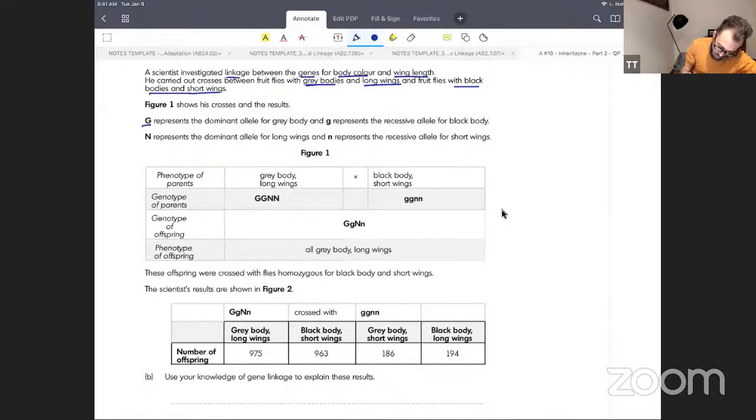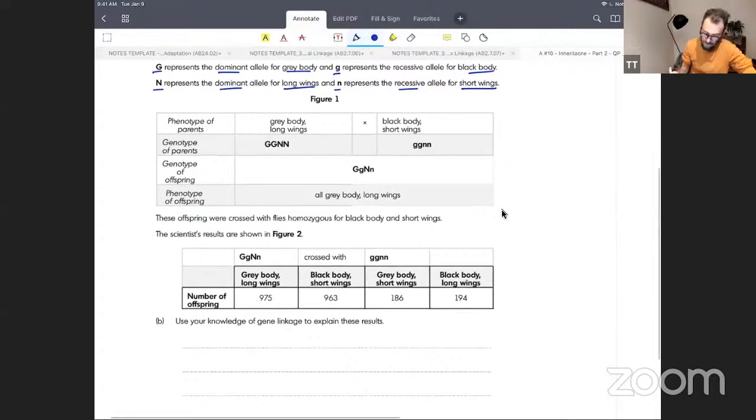Big G, dominant allele for gray body. Little g, black body. Big N, dominant, long wings. Little n, recessive, short wings. That gives us homozygous dominant crossed with homozygous recessive, so 100% heterozygous in the offspring. This is the F1 generation, not that we really need to know it by that name.